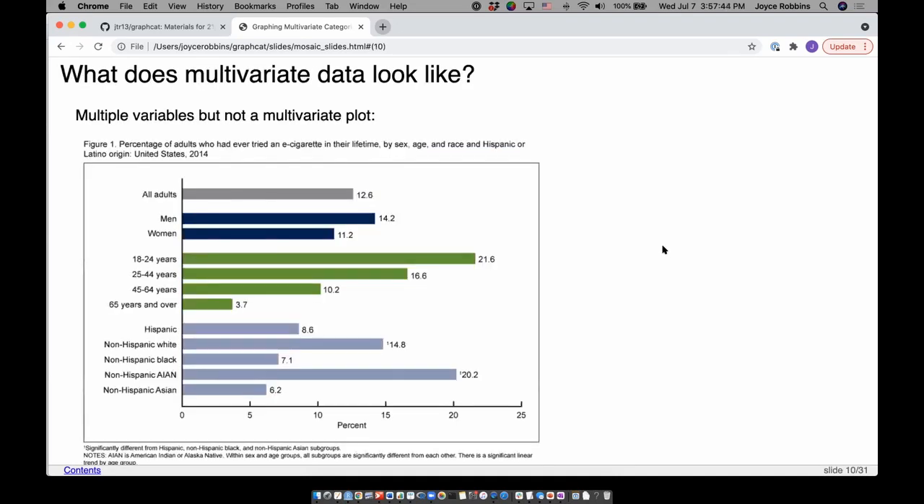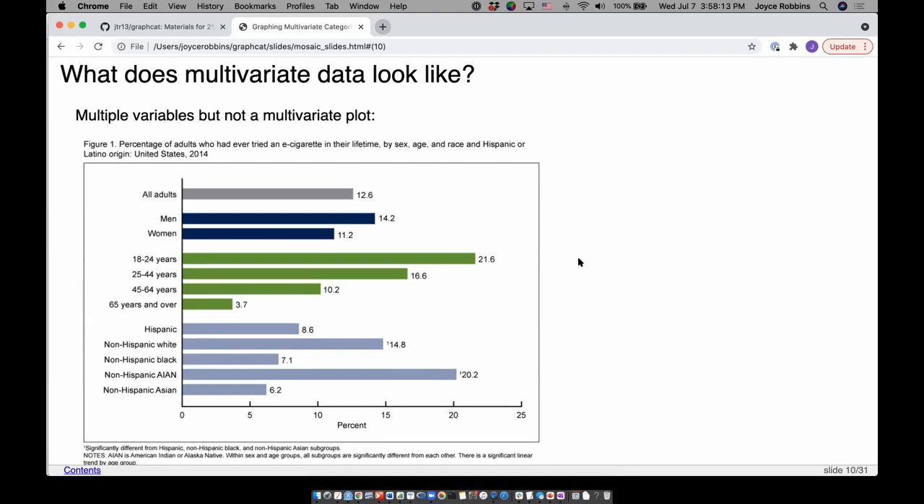Now let's consider the multivariate part of graphing multivariate categorical data. Sometimes people think they're graphing multivariate data when they're not. I have this issue with students. They'll give me a lot of things that look like this, where it looks like they're considering a lot of variables together. This is the percentage of adults who've ever tried an e-cigarette in their lifetime, according to a survey published by the CDC from 2014.